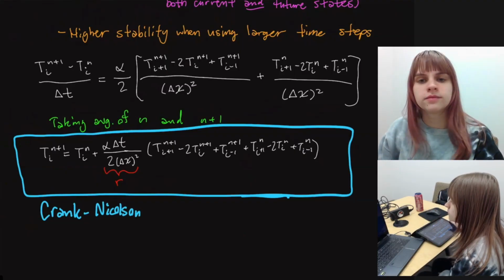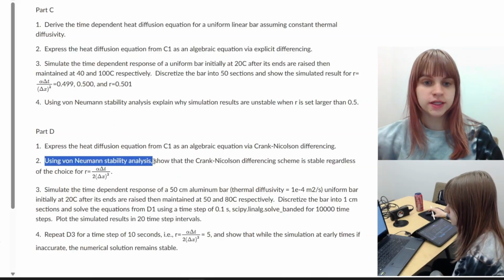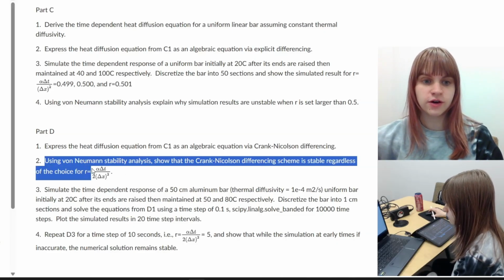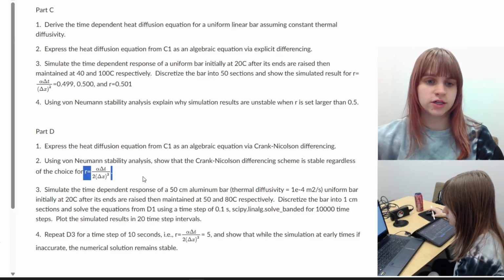method. Now we want to use the von Neumann stability analysis to show that the Crank-Nicolson differencing scheme is stable regardless of the choice for r. Notice again that r is divided by 2 due to taking the average of the current time step and the next time step.